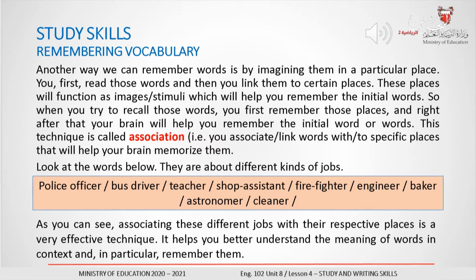Look at the words below. They are about different kinds of jobs. Police officer, bus driver, teacher, shop assistant, firefighter, engineer, baker, astronomer, cleaner. As you can see, associating these different jobs with their respective places is a very effective technique. It helps you better understand the meaning of words in context and, in particular, remember them.